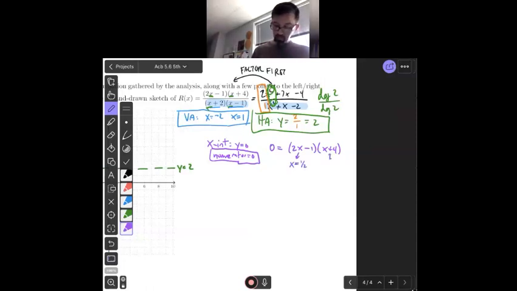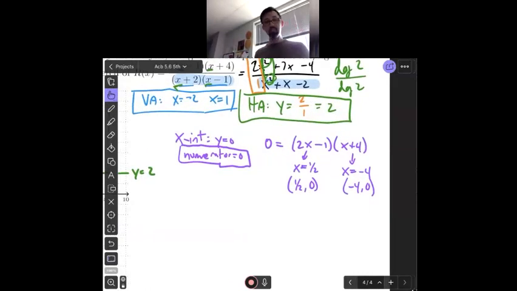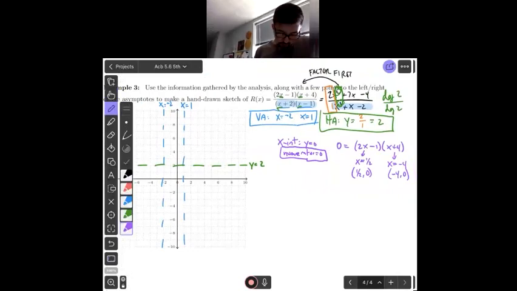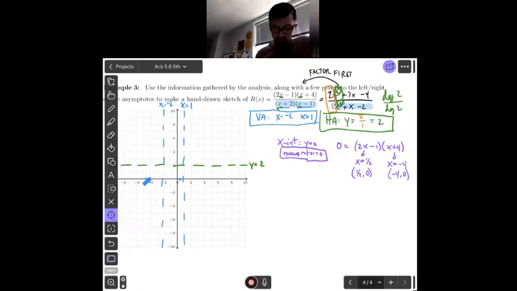Set the next one equal to 0. Subtract the 4 over, we get -4. So I get (1/2, 0) and (-4, 0) as my 2 x-intercepts. So I plotted my 2 x-intercepts.